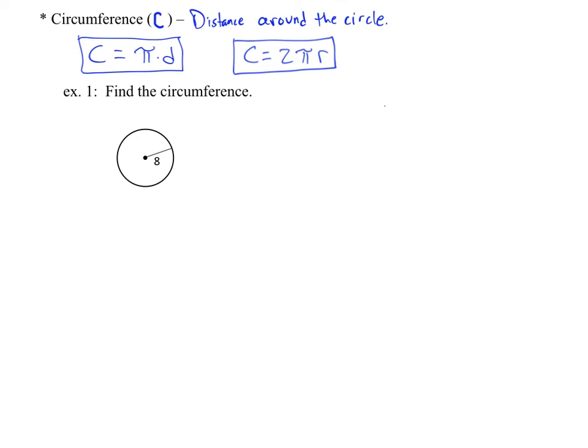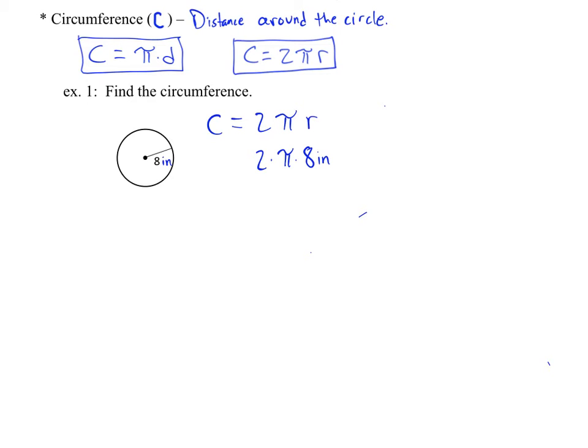All right, if we're looking for the circumference of this bad boy here, do we use the first equation or the second equation? Second. Well, 8 is the radius. So then we go with the second one. So C equals 2 pi r. And the radius is 8. So we have 2 times pi times 8. I'm going to put some units in there. I'm going to say inches.